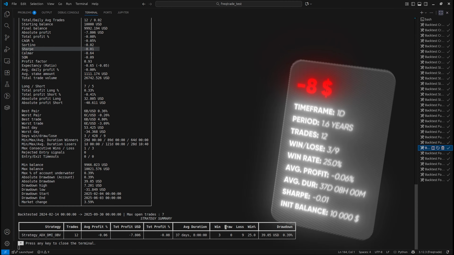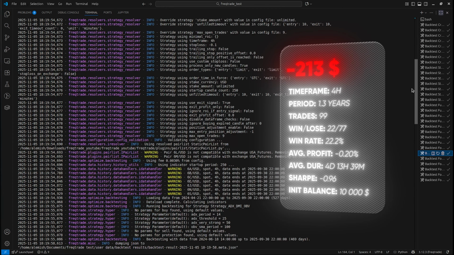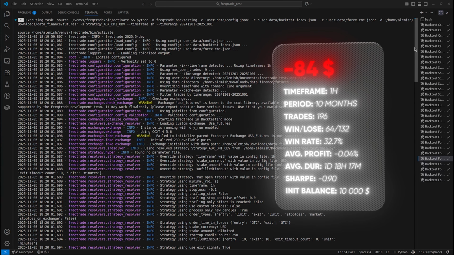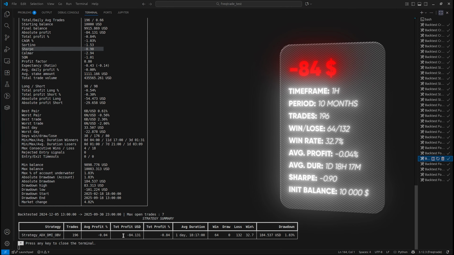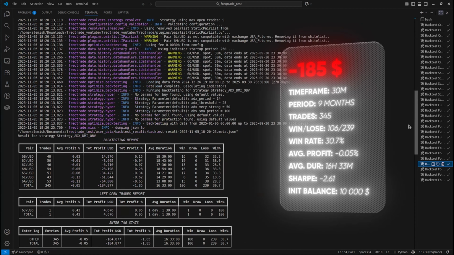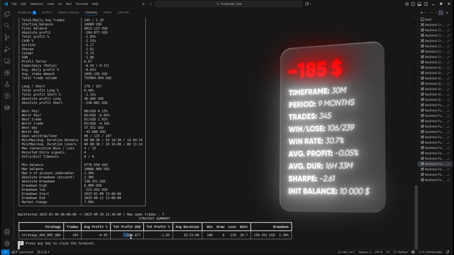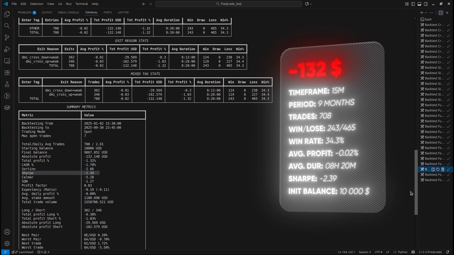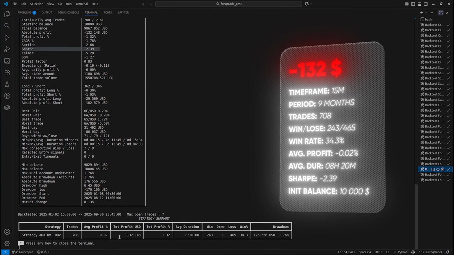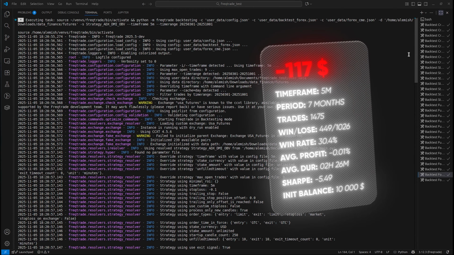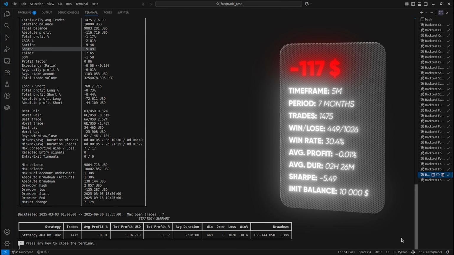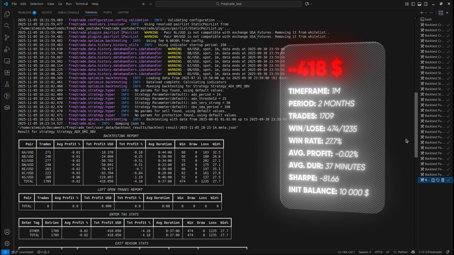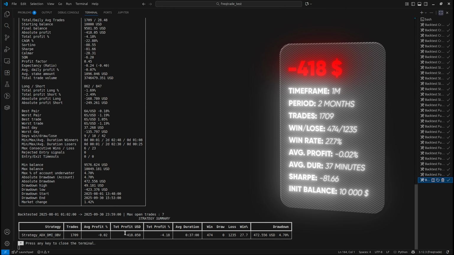And we've lost just $7. Next is 4 hours time frame. Some stats, and we've lost $200. Next we've got 1 hour, once again some stats, and we've lost $84. 30 minutes, and we've lost $184. 15 minutes, some stats, some metrics, and we've lost $130. 5 minutes, we lost $116 this time. And finally 1 minute time frame. And this time we've lost $400.